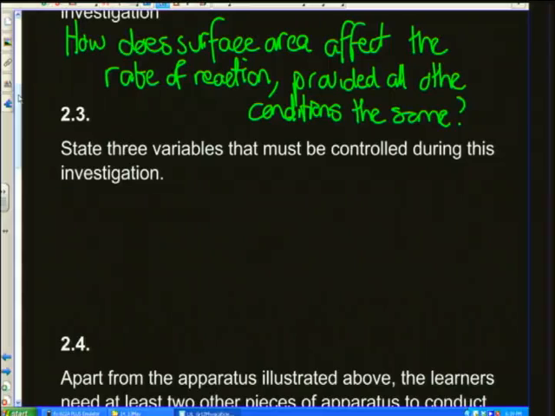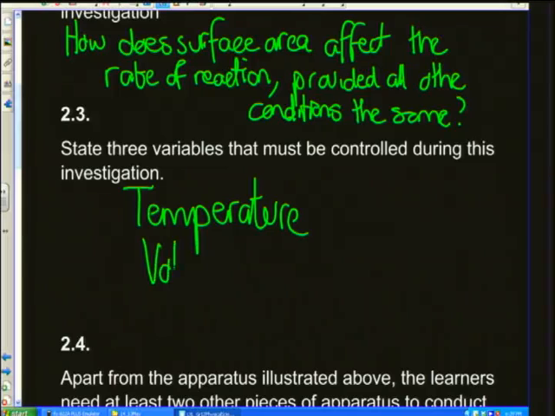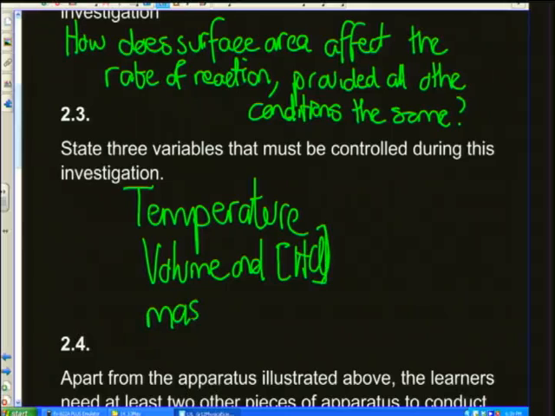What are the variables that need to be controlled? Well, one is temperature, by the way. We really need to do this at the same temperature, so we're going to say temperature. The volume and concentration, we're going to do it this way, of the HCl. Okay, so it's going to be square brackets. The mass of the antacid.